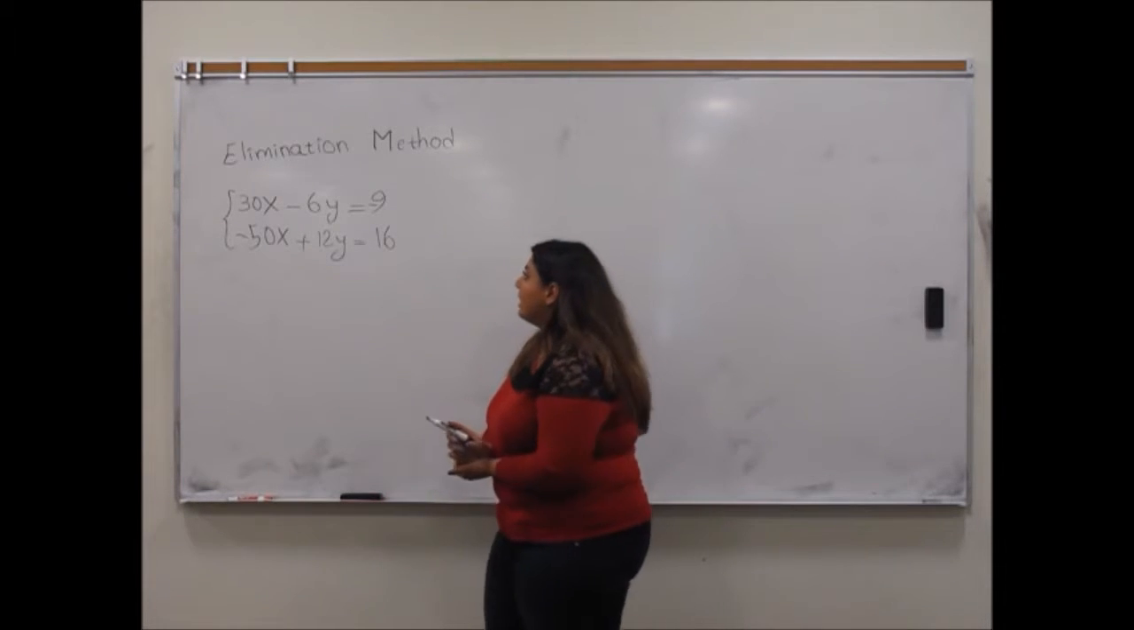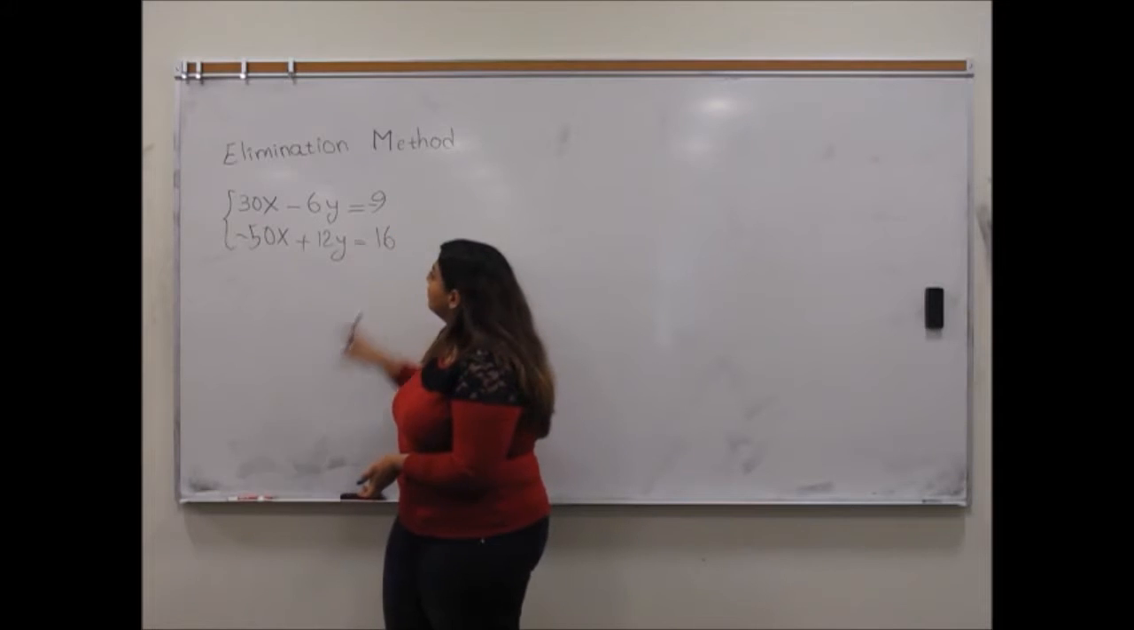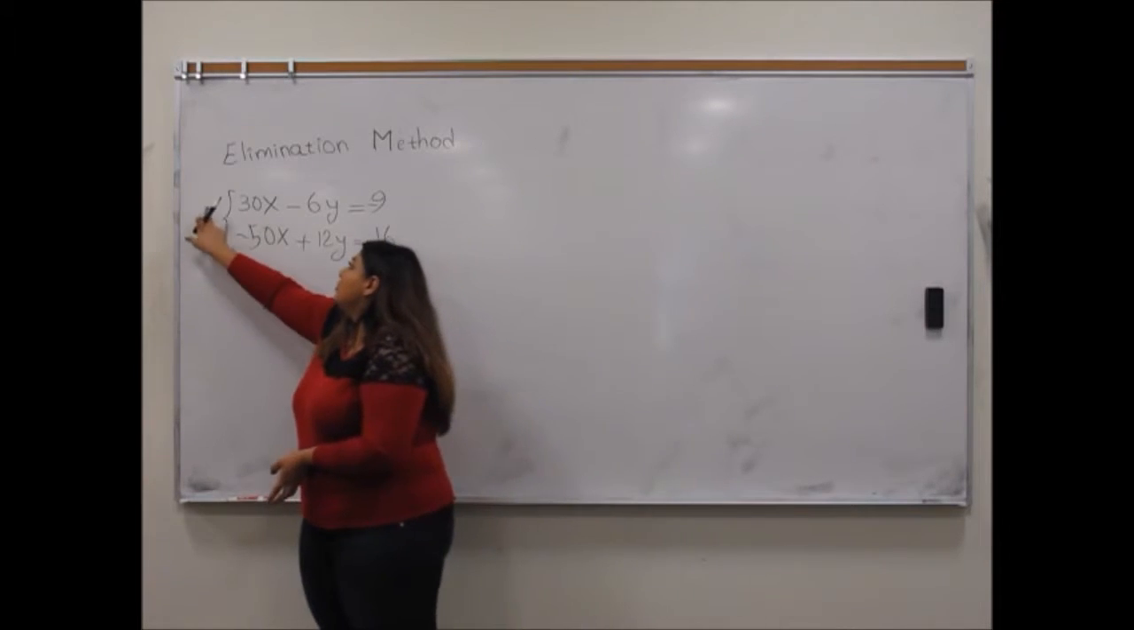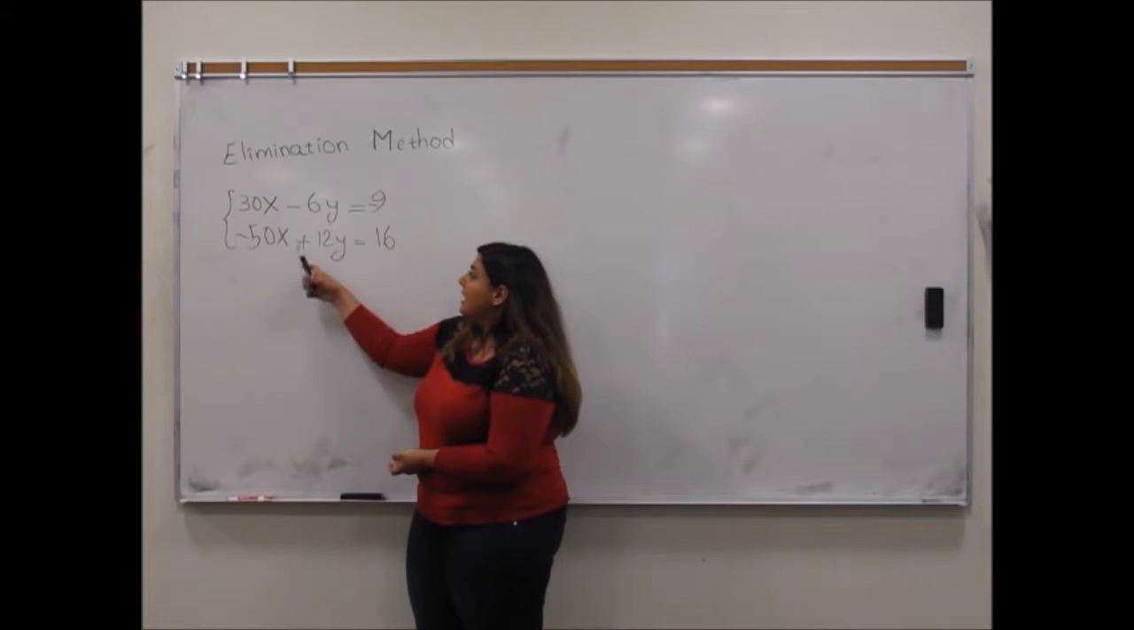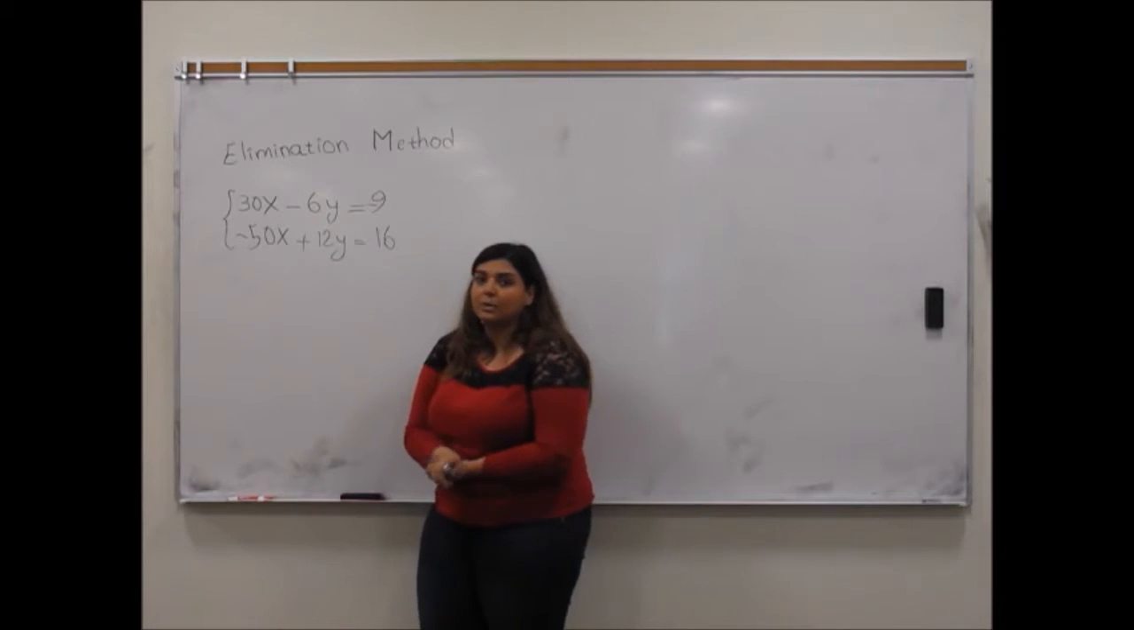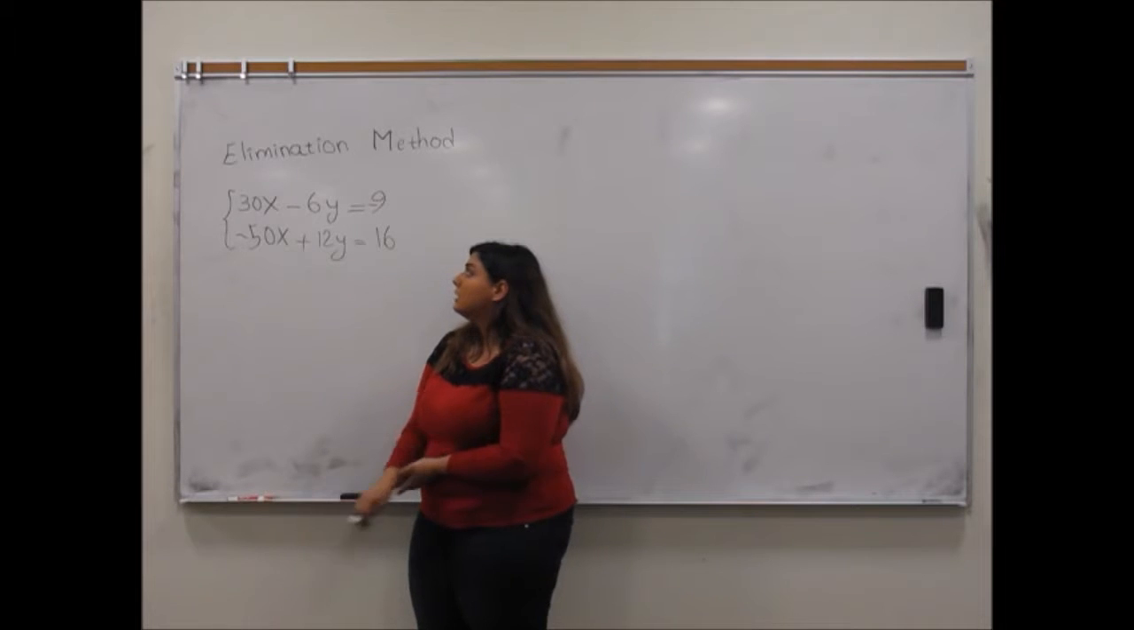We all know by now that if I multiply the first equation by just a 2, I'm going to get negative 12y there, and I have 12y in the second equation, so they can cancel each other out. But we're going to approach this one differently.